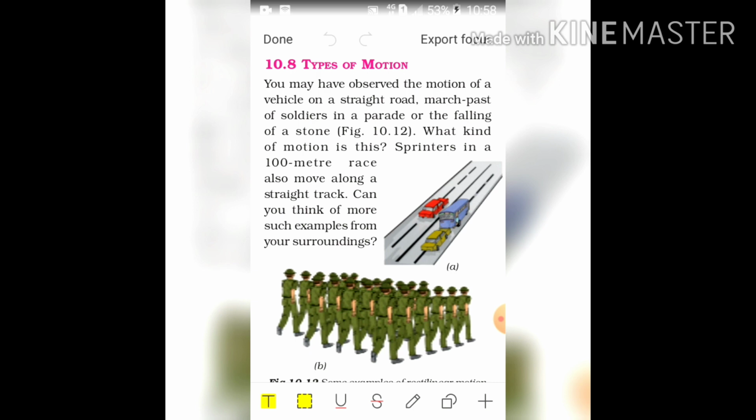So the objects which were moving, was the motion the same in all the objects, like the hands of the clock or wristwatches, or the motion of the birds or the ceiling fan? No, these were different. So there are different types of motion. Today we are going to discuss types of motion.